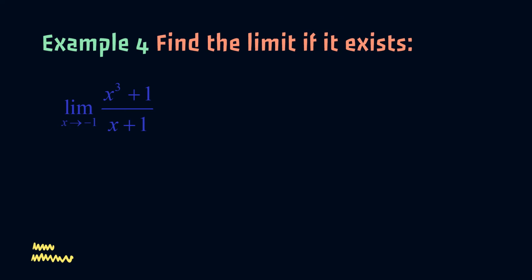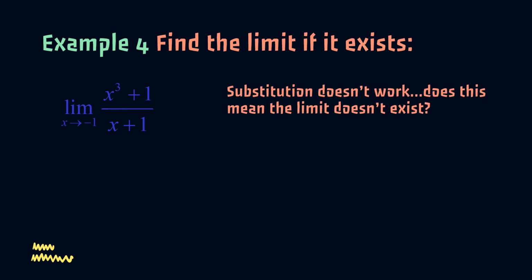Let's make another example. Let's find the limit, if it exists, of the expression x cubed plus 1 over x plus 1 when x gets close to negative 1. Let's see if substitution works. Let's do it mentally. Negative 1 to the third power would be negative 1, plus 1, it would be 0 at the top. And at the bottom, negative 1 plus 1 would also be 0. So 0 divided by 0, we get an indeterminate form, so it doesn't work.